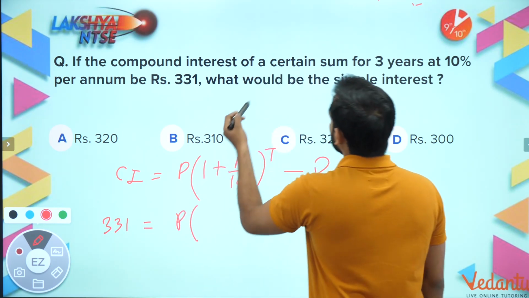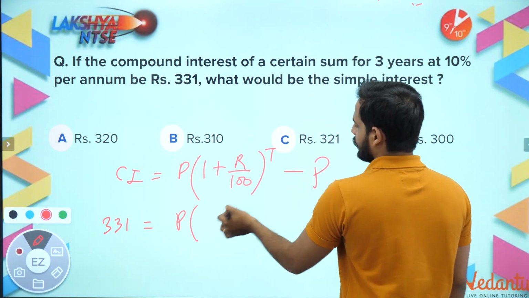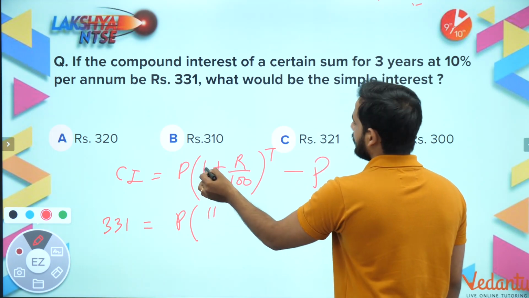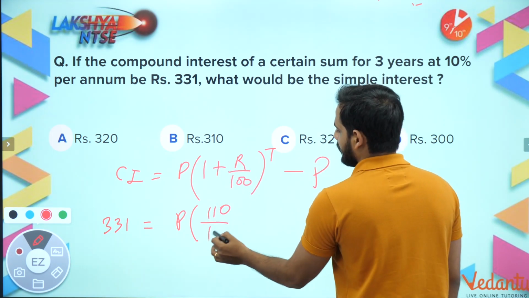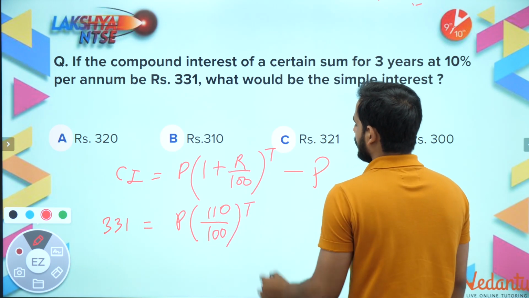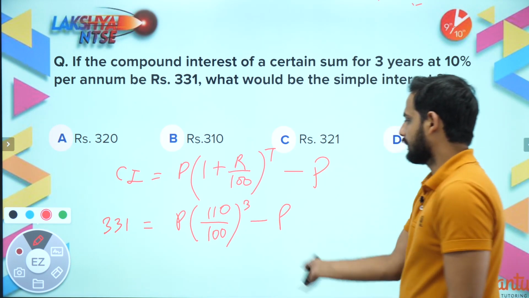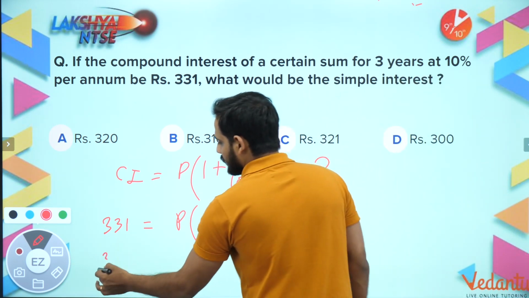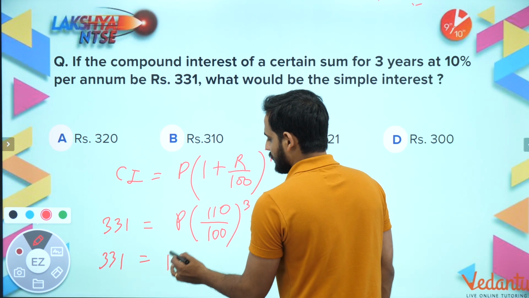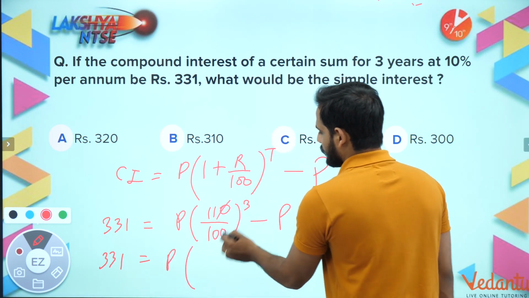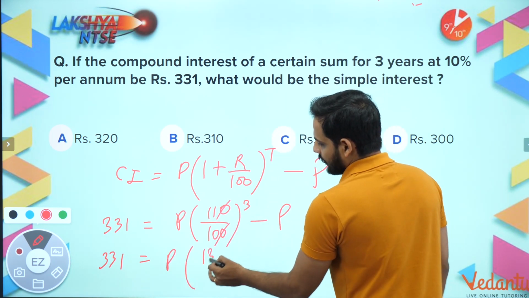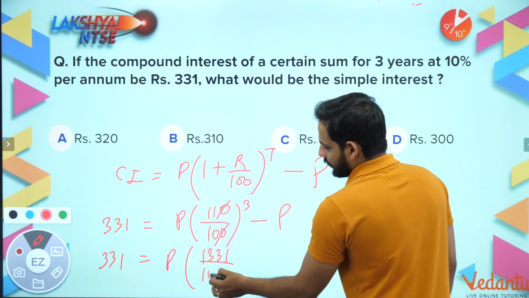P we don't know, and time is 3, so it will be 110. See, 100 plus 10, 110 by 100 raised to the power time is 3 times, minus P. Correct? Take P common, so you'll be getting 331 is equal to P into this; this got cancelled. You'll be getting 1331 upon 1000.